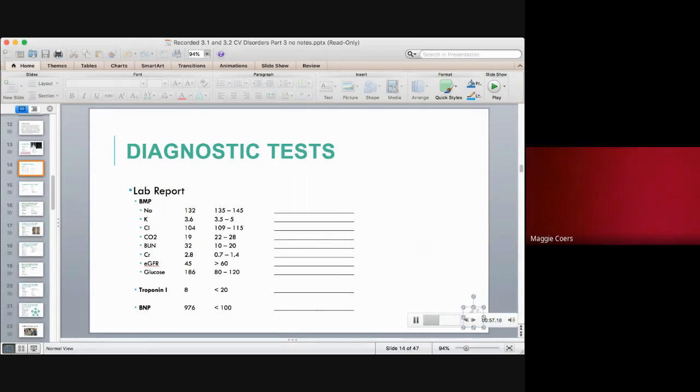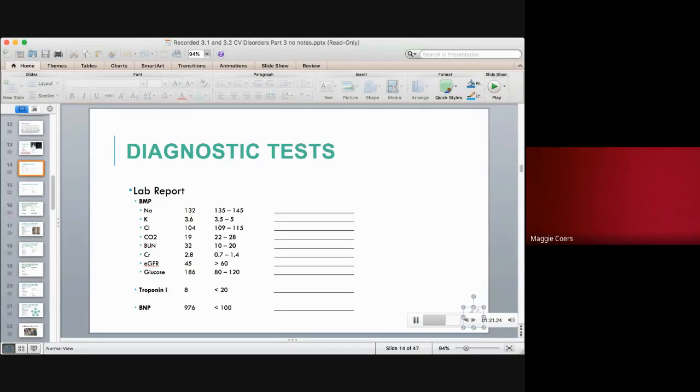That's a critical point. When we do a CO2 in a BMP, it's not like the PCO2 that we would draw. Here in a BMP, it's more like a bicarb. So there's a lot of burning up of those bicarbs in the blood because the patient is very acidotic. That's a real critical point to keep in mind.